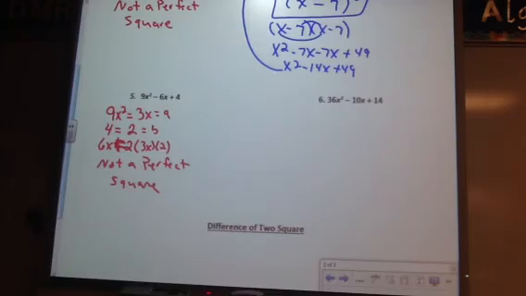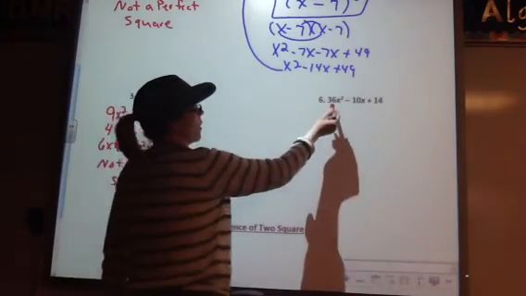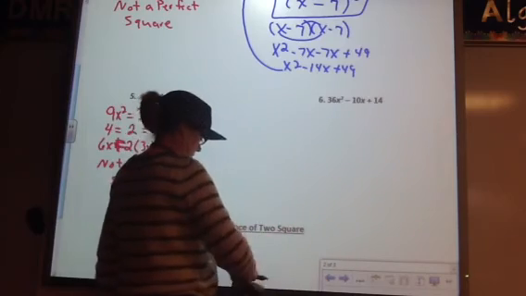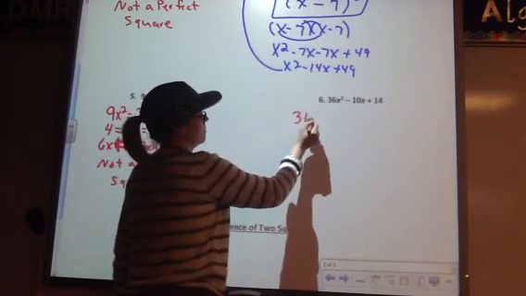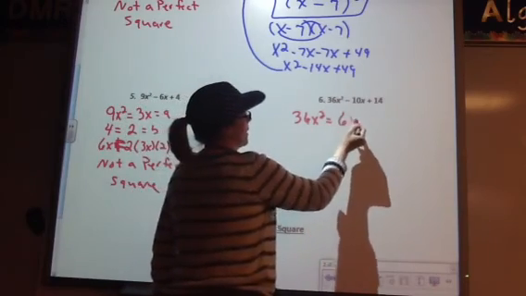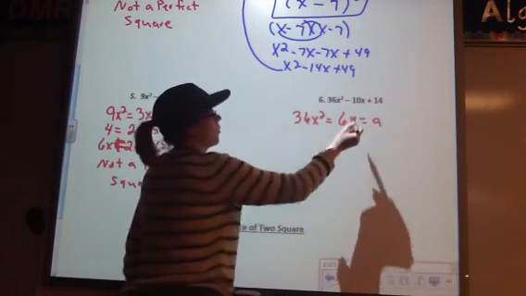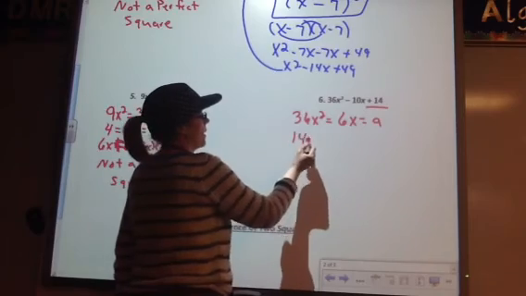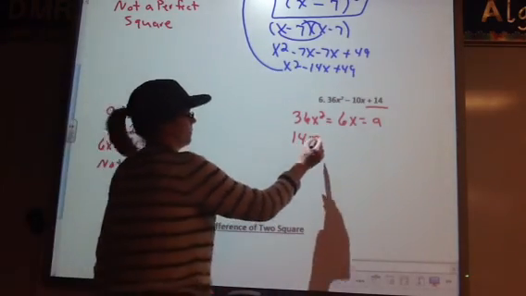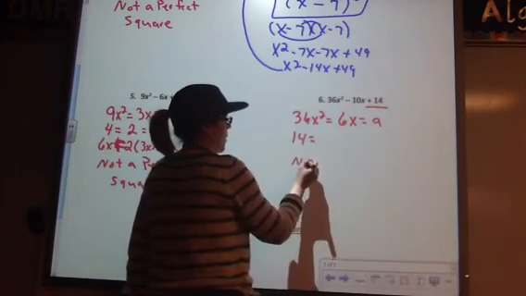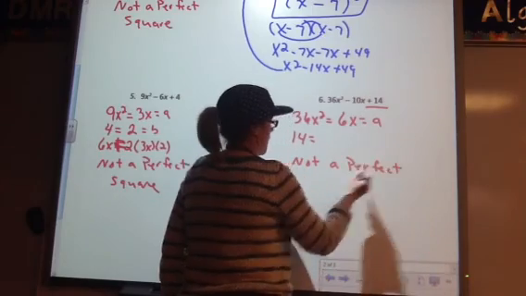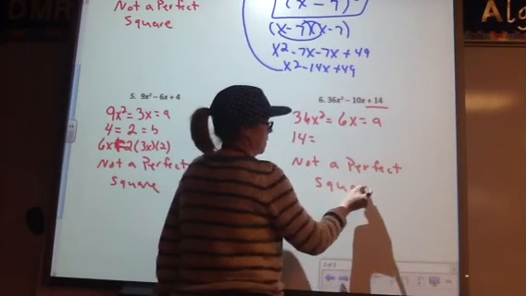Okay, now let's look at number 6 here. For our first term, 36x squared, is that a perfect square? Yes. You can pull out 6x, so there's our a. For our last term, we have 14. Now, is 14 a perfect square? It's not. So, you can go ahead and stop here and say not a perfect square.